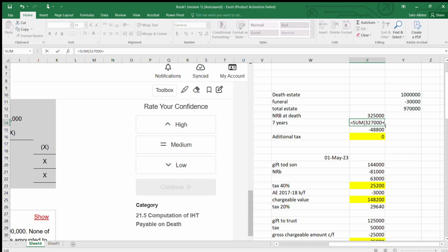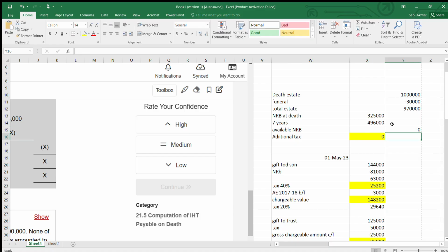The gross chargeable value. The next one is 44,000, and the third gift was 125,000. So the total is 496,000 we have utilized. That means no nil rate band available now. So no available nil rate band, it is 0.